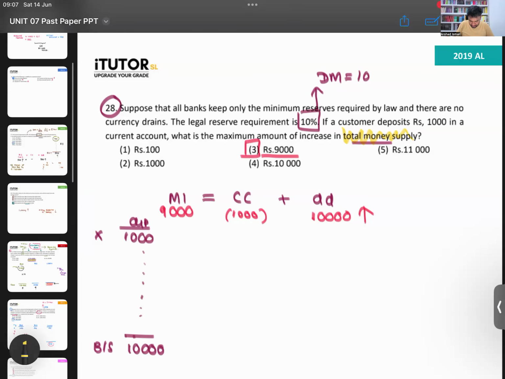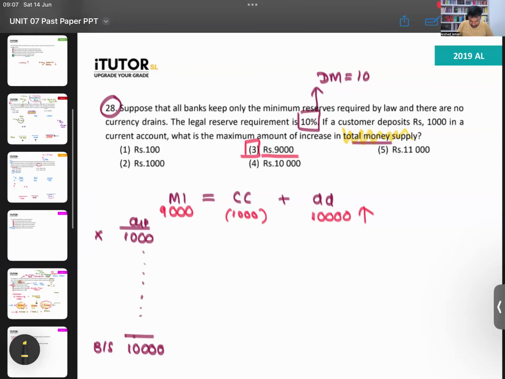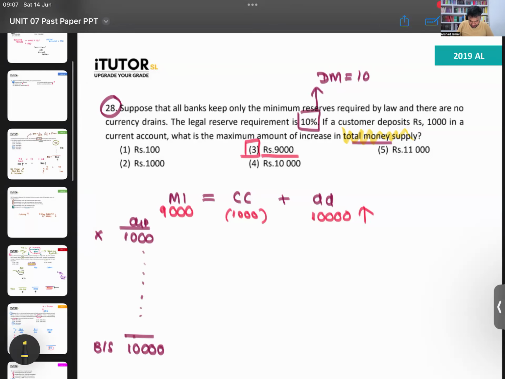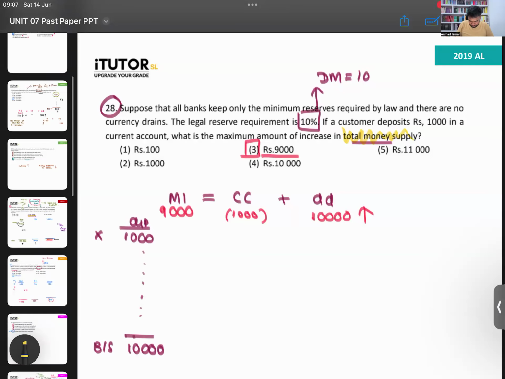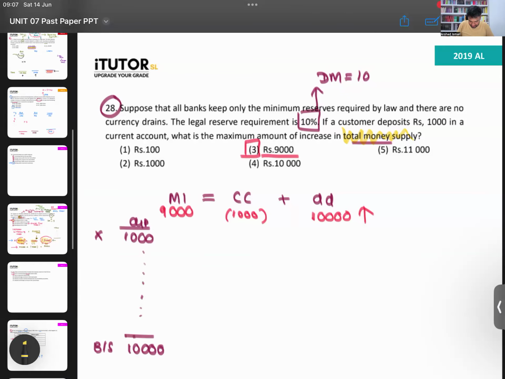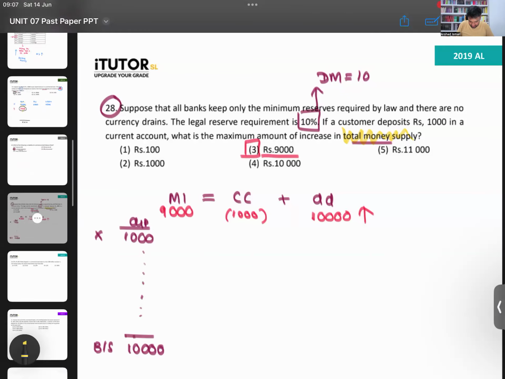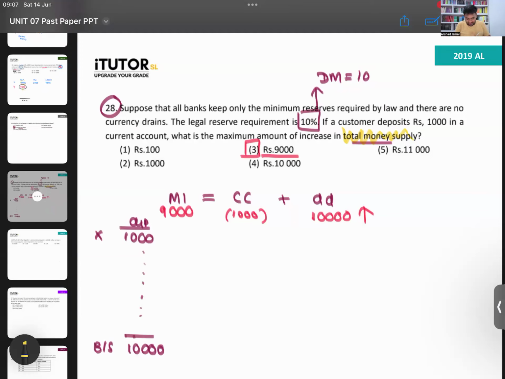If I want to show you, which one was that? Anyone remembers that MCQ number? Can't figure out. 2012. Okay, so 2012.